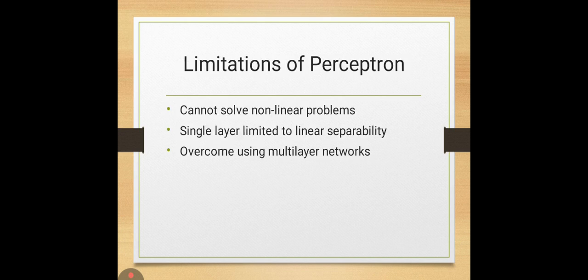But what are the limitations of a perceptron? However, the perceptron has limitations. The single layer perceptron cannot solve non-linear problems. It works only for linearly separable data. These limitations are overcome using multi-layer perceptron.